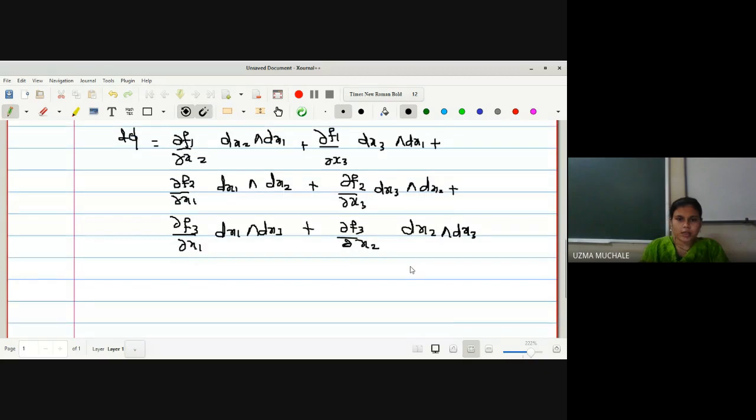Now let me collect all the terms, just like A cross B, because we know that this wedge product is very similar, or it is going to satisfy all the properties of your cross product. A cross B is equal to minus B cross A, and we know the very important property dxi wedge product with dxj is equal to minus dxj wedge product with dxi. It is not satisfying the commutative property. Both are equal and opposite. So d5 is equal to, I will collect the terms.